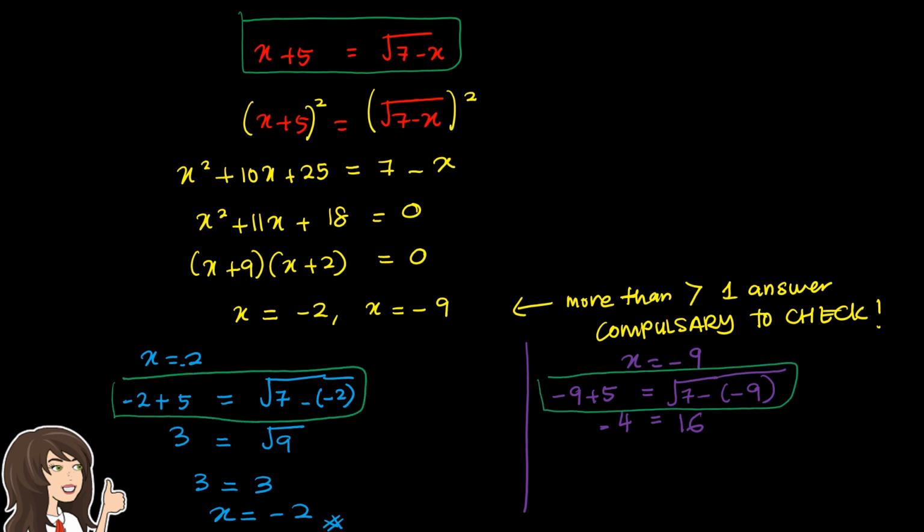Okay, let's calculate this value first. You get on the left -4. You get on the right 16. Totally not the same. When it's not the same, it is not equal, so it is not the solution. So you must write the final answer for this question: the answer is x equal to -2 only.